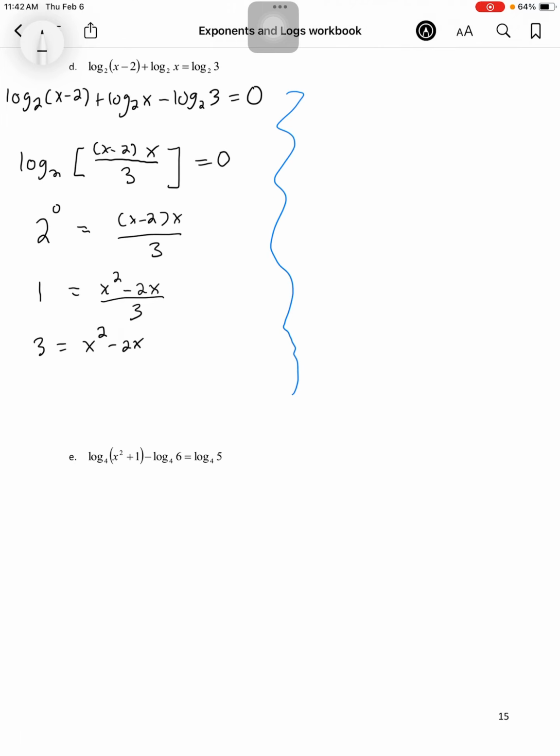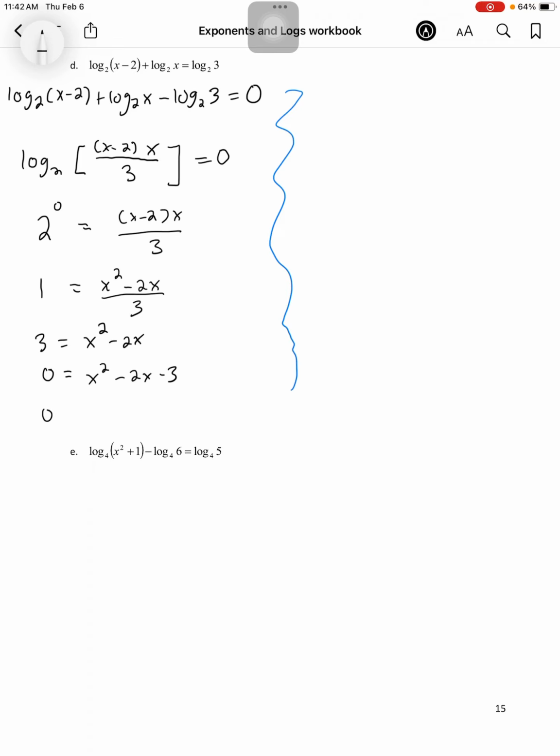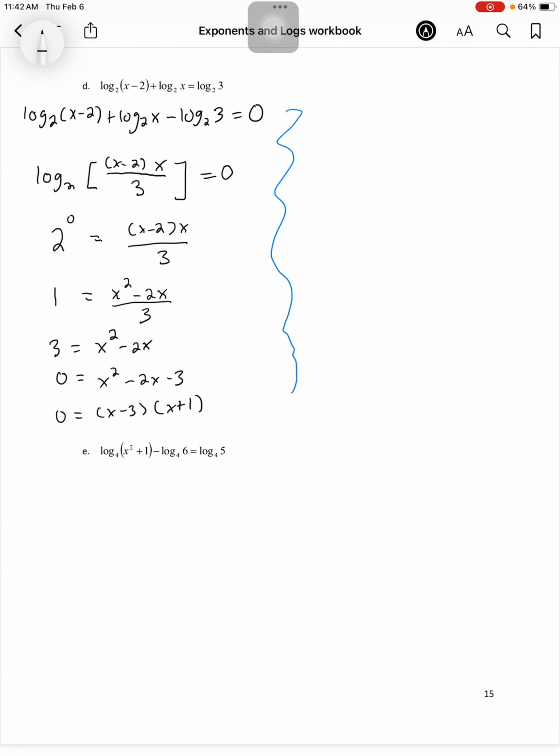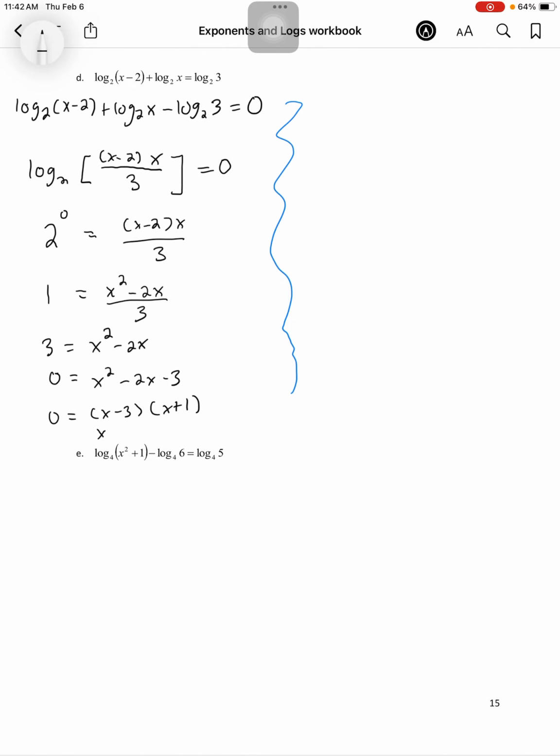And we're going to put everything on the same side and factor. So we're going to have 0 equals x squared minus 2x minus 3, and 0 equals x minus 3 and then x plus 1. And then lastly, we just have to solve for x, so x equals 3 and x equals -1. At this stage, you need to check: do we accept both answers, or is one of them, or maybe both of them, an extraneous root?